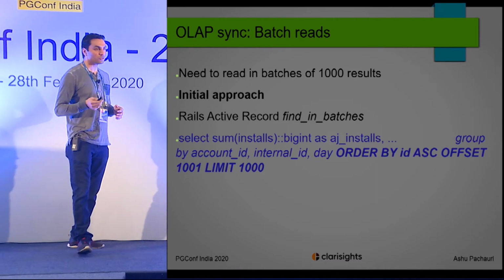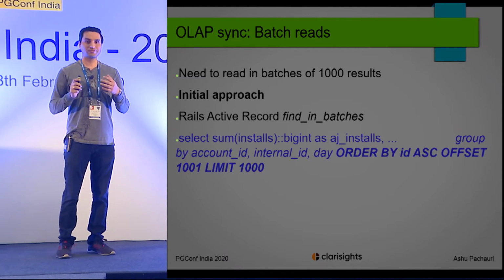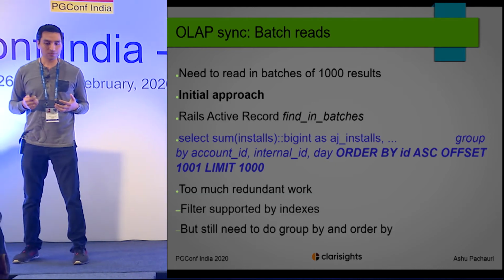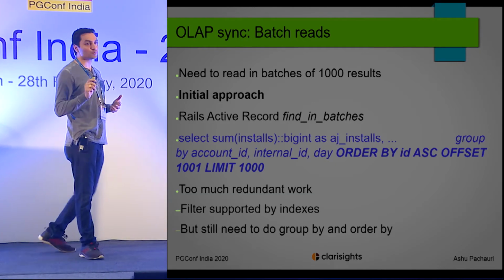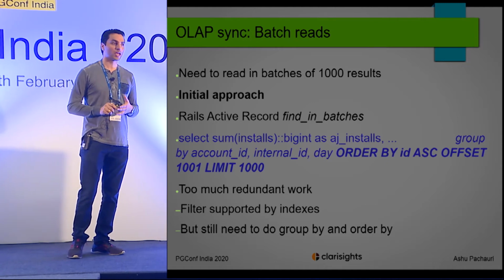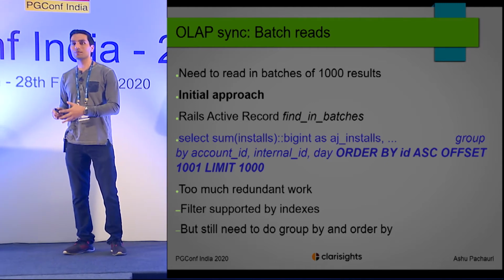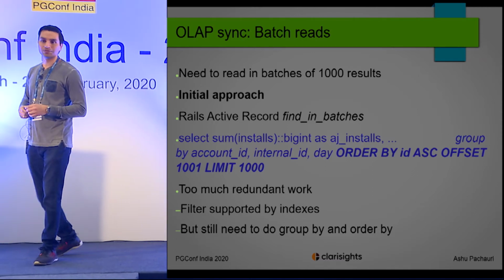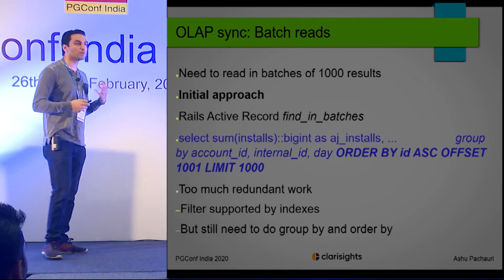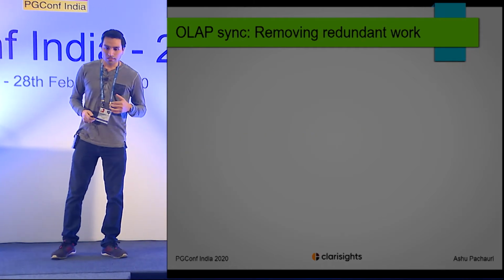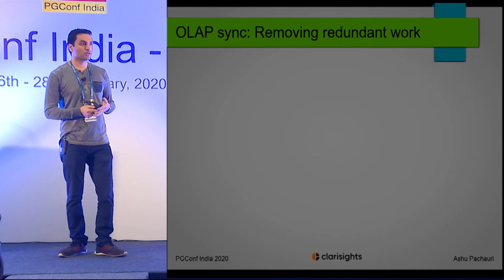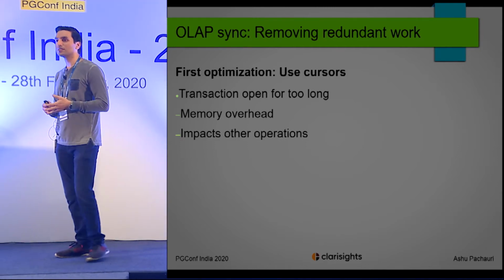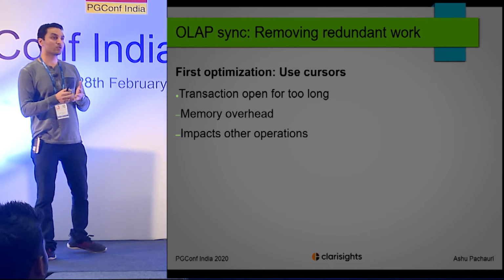So as you can see, this will not work. There is a lot of redundant work here. The same query is being thrown multiple times. The filter is supported by the index, but still the filter is happening every time. The bigger problem is you have to do a group by, and only then do the offset and limit, right? So multiple times you are doing the same work again and again. So immediately we thought, okay, we'll try to remove the redundant work. We will use cursors in Postgres. The problem with cursors is you have to open a transaction. This is a query that takes long.